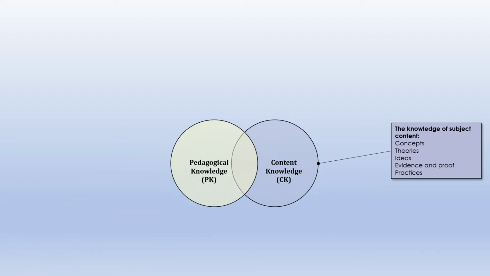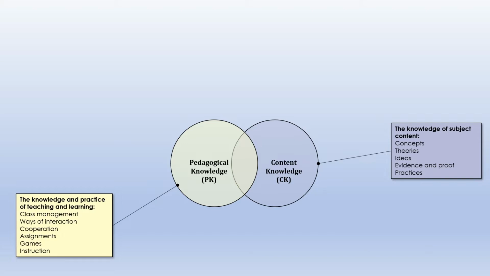Then there is the pedagogical knowledge. This is the teacher's knowledge about the processes and practices or methods of teaching and learning. The knowledge and practice of teaching and learning that an educator can use, such as classroom management, taxonomies, planning and assessment, ways of interaction, ways of instruction, ways of working together, assignments and games. The didactics are tailored to the subject content as well as possible so that the student can learn best. For example, by holding a group discussion to learn to form a vision.